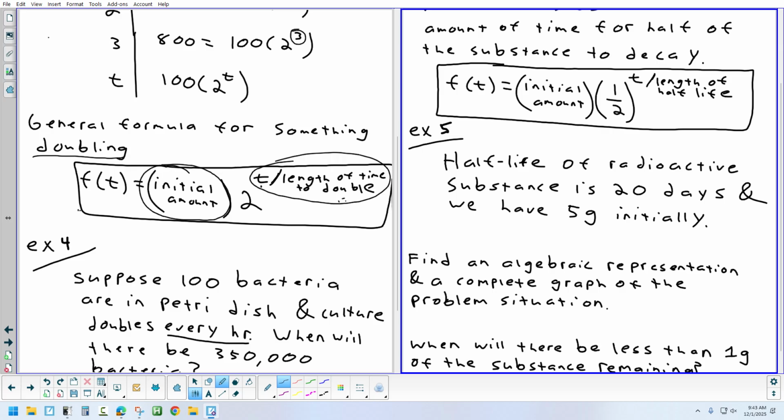Okay, so let's try this one. We're starting out with 5 grams of a substance, and it has a half-life of 20 days. That means after 20 days, you'll have how much left? 2.5 grams. Yep. So we're going to find a formula, and we're going to graph it. Let's do that first.